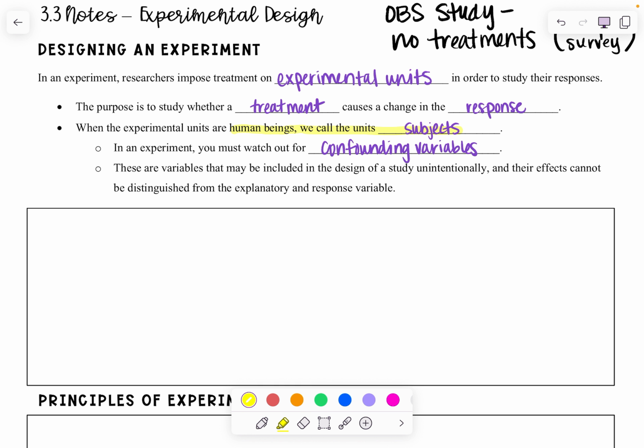In the next lesson, we will talk about confounding versus lurking. For now, all you have to think about for this is it's something that I did not account for that is making it look like there's a relationship between the explanatory and the response.